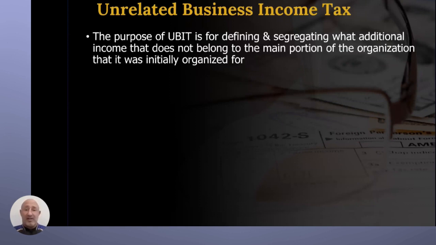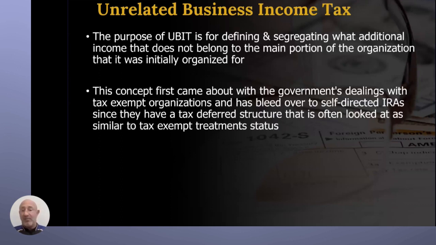The purpose of UBIT is for defining and segregating what additional income that does not belong to the main portion of the organization that it was intentionally organized for. This concept first came about with the government's dealing with tax-exempt organizations and has bled over into the self-directed IRAs, since they have a tax-deferred structure that is often looked at as similar to tax-exempt treatment status.